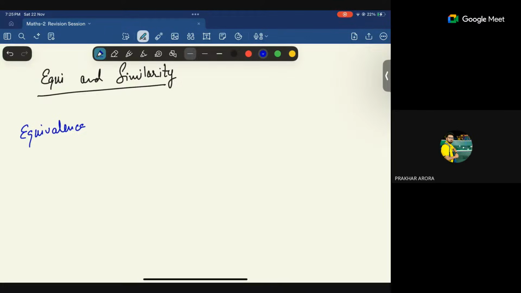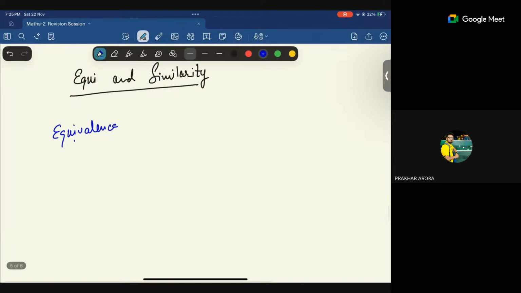Okay, this is not equal. This does not mean equal. First of all, this is equivalence, an altogether different term. Equivalence means same rank.